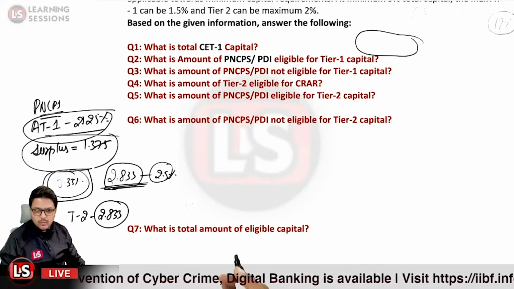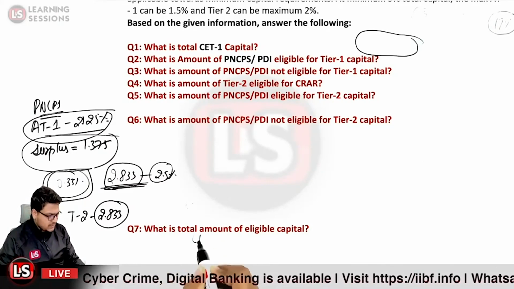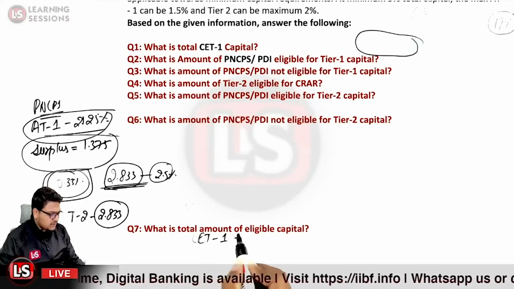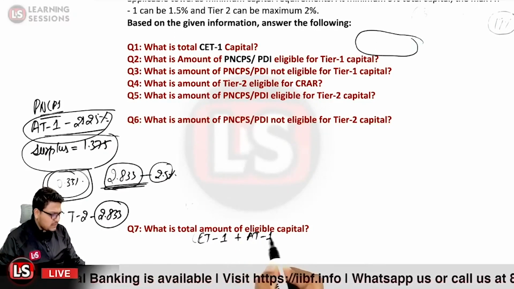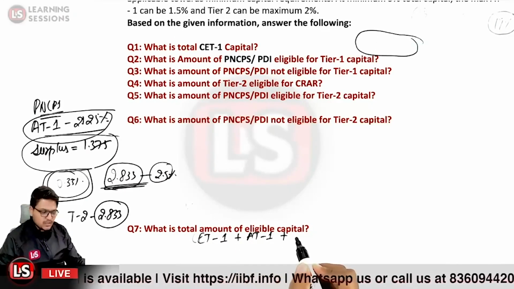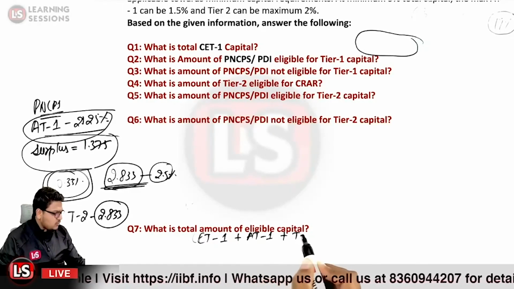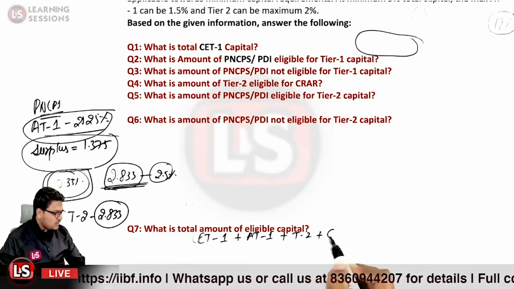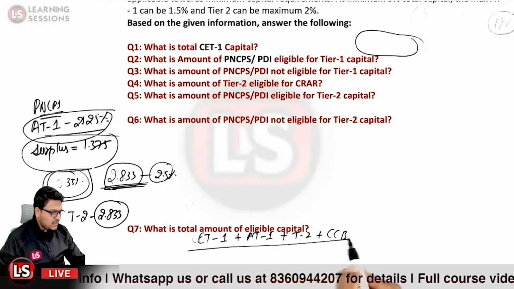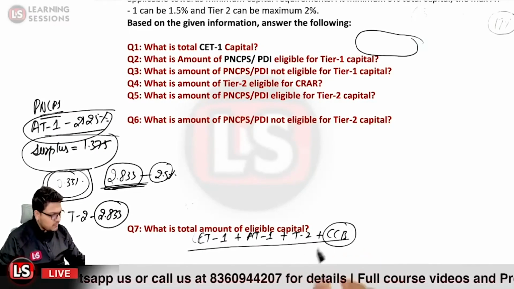So it would be what? It would be the CET1, and further it would be the additional tier 1 capital. Further it would be the tier 2 capital, and further it would be the CCB that we are maintaining. So that is also an eligible capital that we need to maintain.